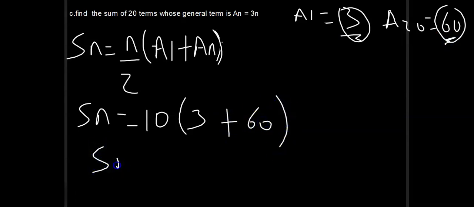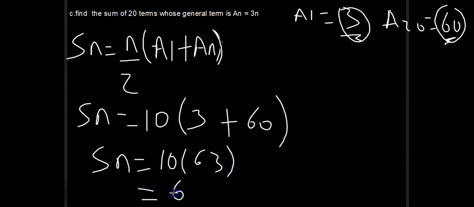And then Sn will be 10 times 63. When you multiply this, you're going to get 630. And this will be your last answer. So this is all you have to do when you have this type of question within the arithmetic progression. Just follow these procedures that we've seen.